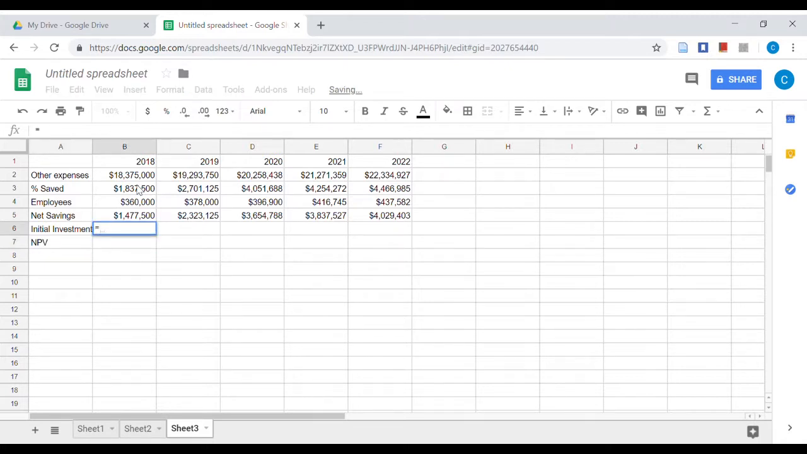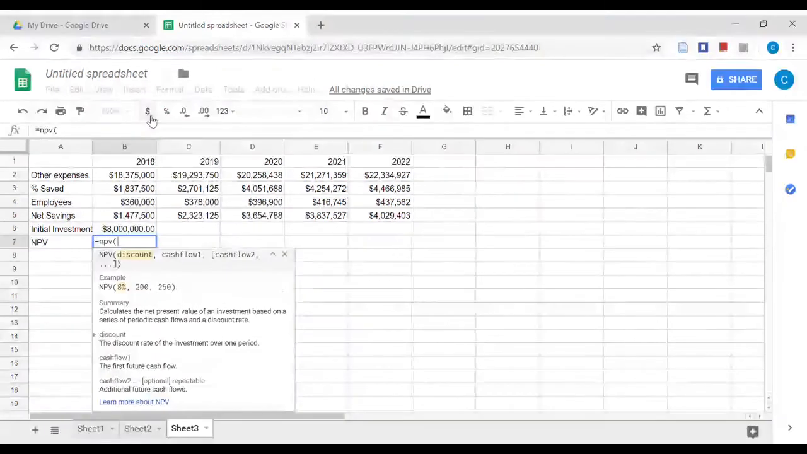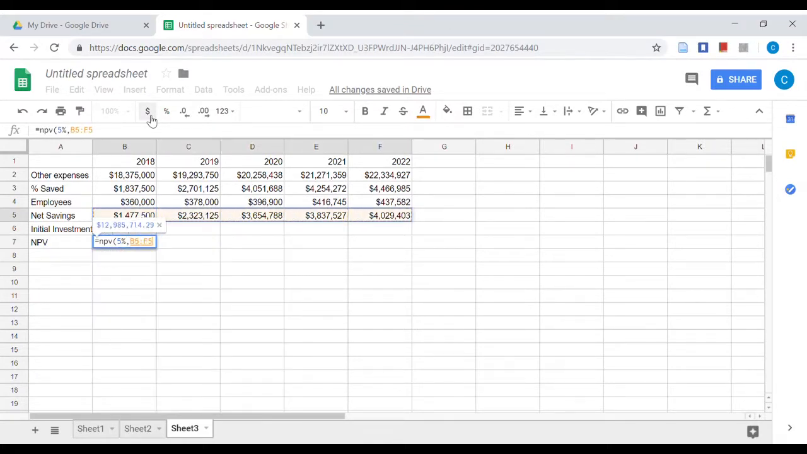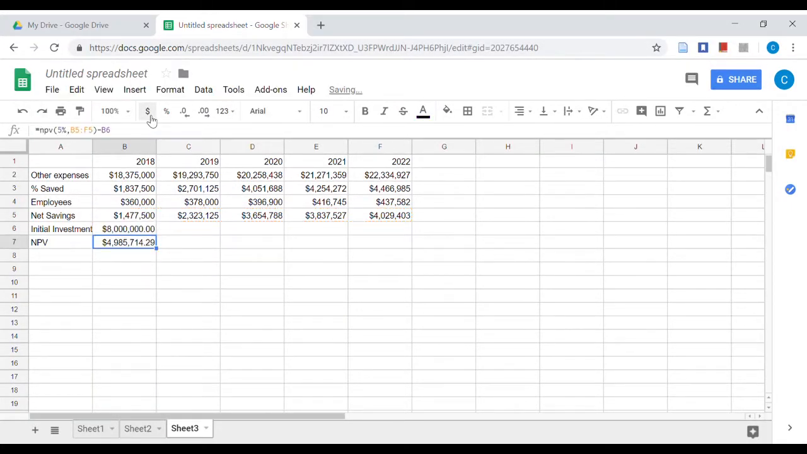So let's say our initial investment was like, I don't know, 8 million for a fully automated system, right? Then your net present value is going to be, once again, we're going to use 5% for the cash flows. Then we'll just less the 8 million investment. So ultimately our net present value is at 4 million, almost 5 million. So that means it's a positive project over the next 5 years.